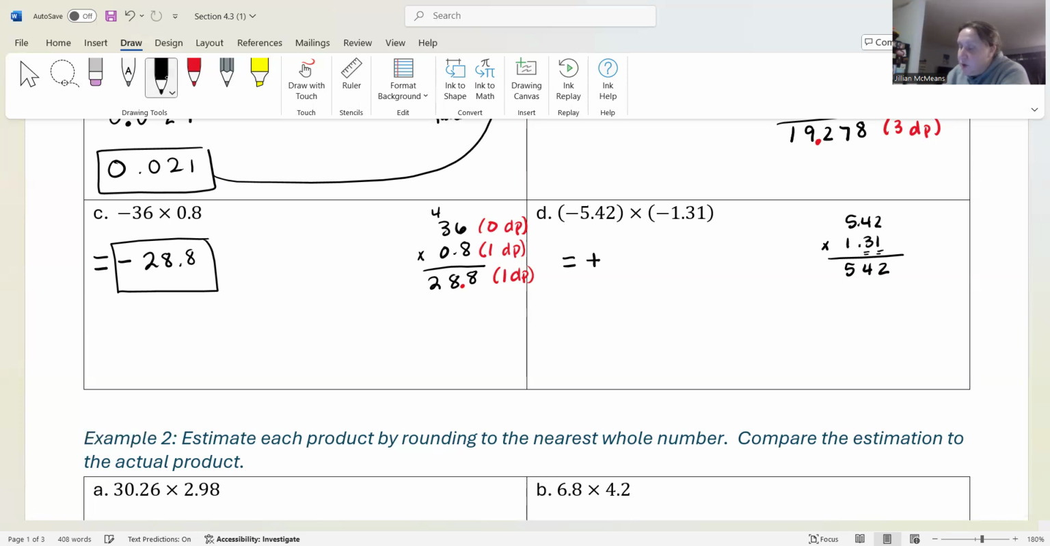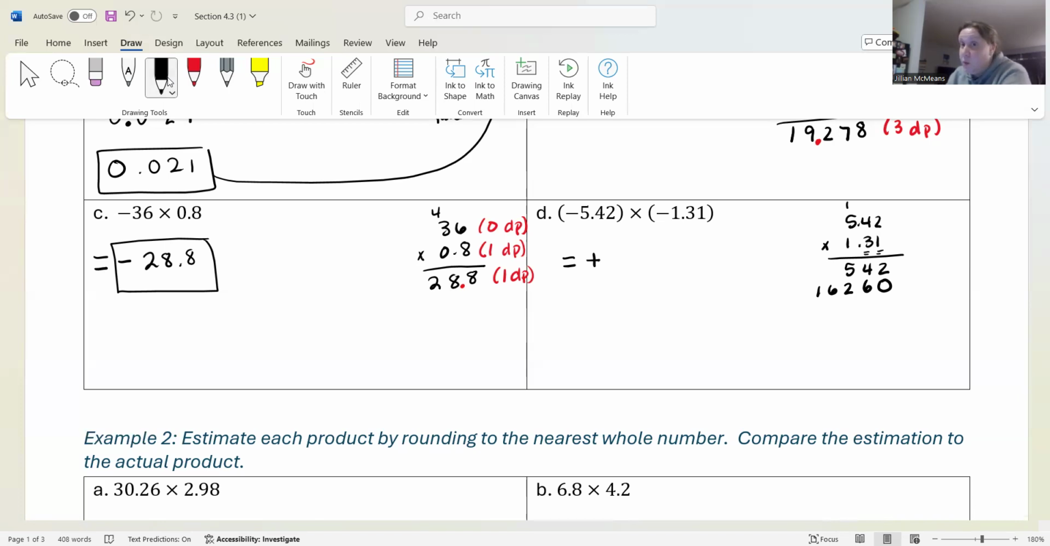Now we're technically multiplying by what's in the tens place. So I'm going to put the 0 in the tens place here and then multiply everything by 3. Okay? So 3 times 2 is 6. 3 times 4 is 12, so I keep a 2, carry a 1. 3 times 5 is 15, but I carried a 1, so that makes it 16. Okay.